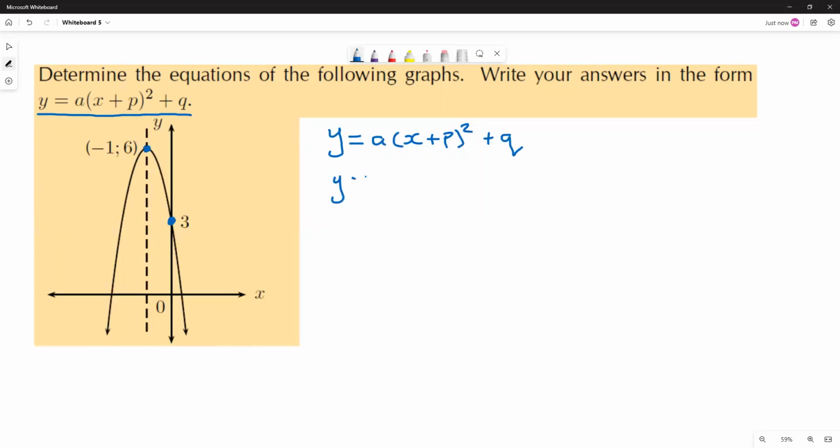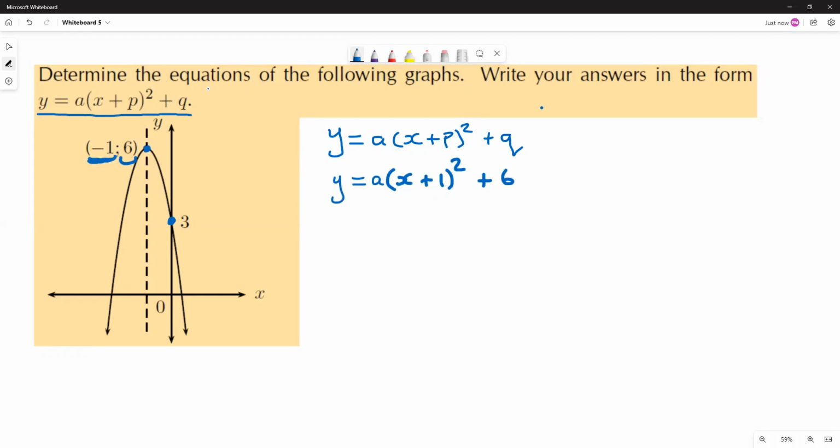Then remember, we know that y equals a. My pen is too small. Let me increase it. I want it to be big. And then I have (x plus 1) squared. Remember, if on the point it's negative, inside it must be positive. It's always opposite, so plus 1. And then the q will be the 6. The q doesn't change, so we have plus 6.